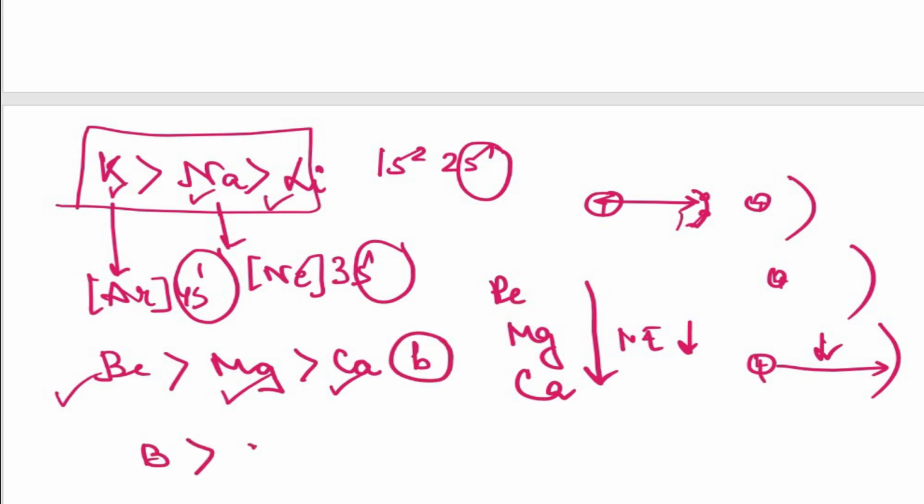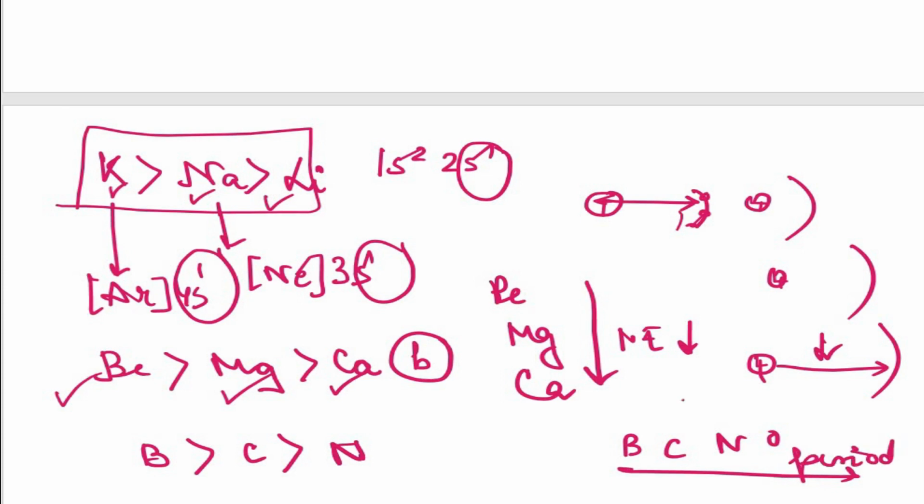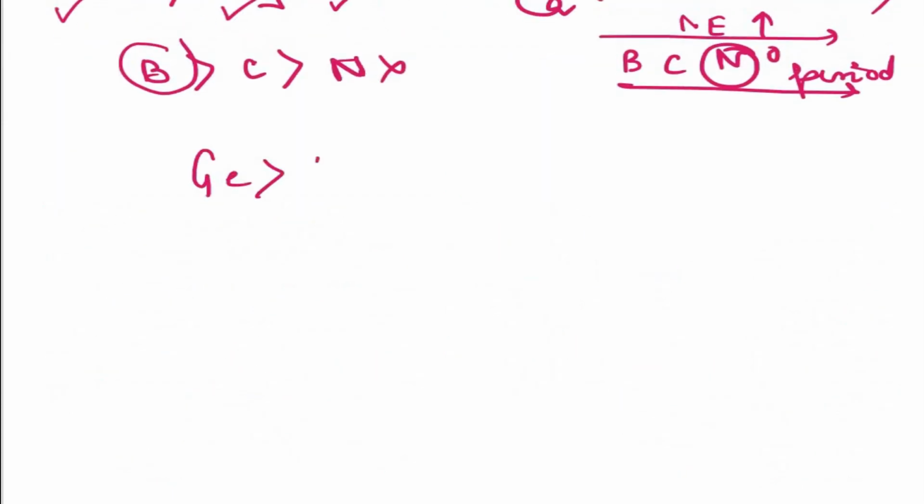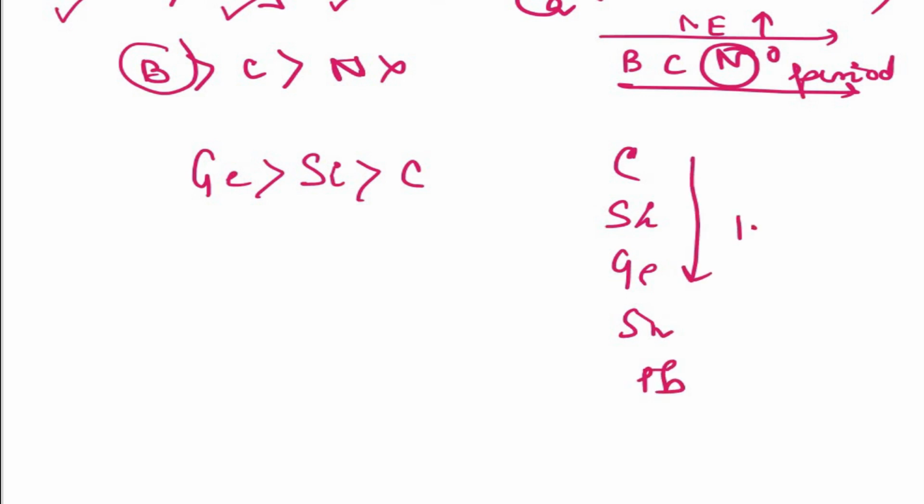The third option says boron, carbon, nitrogen. Now we know boron, carbon, nitrogen, oxygen belong to the same period. So across a period, the ionization energy should increase. Right? So nitrogen should have the highest ionization energy, but in this case it is showing boron, so this is not a correct option. And the last option says germanium, silicon, carbon. So germanium, silicon and carbon fall in the same group. Carbon, silicon, germanium, tin and lead. Alright. So down the group ionization energy should decrease, but it's showing that germanium has a higher ionization energy. So this is not the correct option.